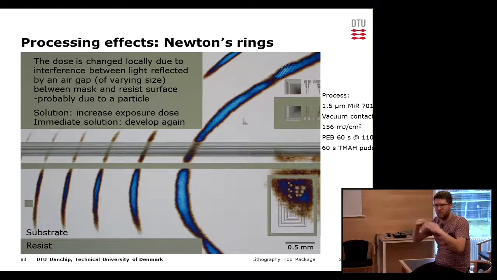So this is something that you see when you are exactly on the perfect dose, right? So that means just lowering it a little bit, it becomes underexposure. But if you then move a little bit up into overexposure, lowering it a little bit still works. So that's the solution, right? The immediate solution is just to develop again, because then the dark erosion will take care of the rest of it, and it will be good.